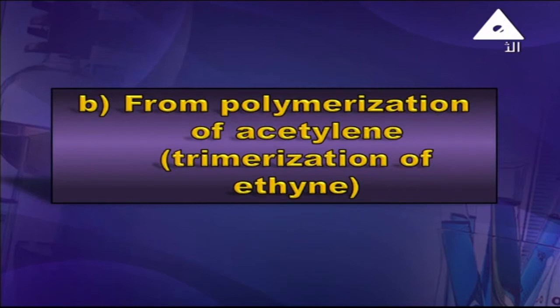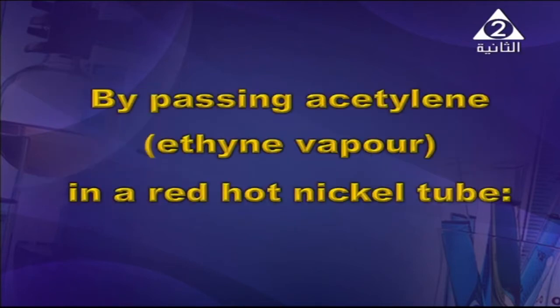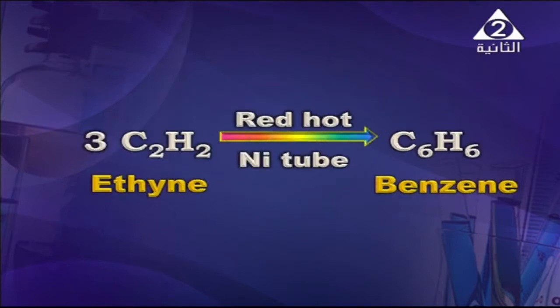Now, from polymerization of acetylene or trimerization of ethine. By passing acetylene vapor or ethine vapor in a red hot nickel tube, it gives benzene as shown on the screen, which is called cyclic polymerization or trimerization.